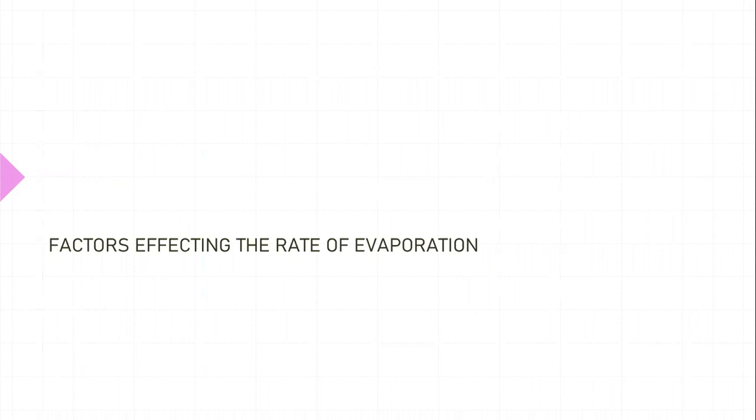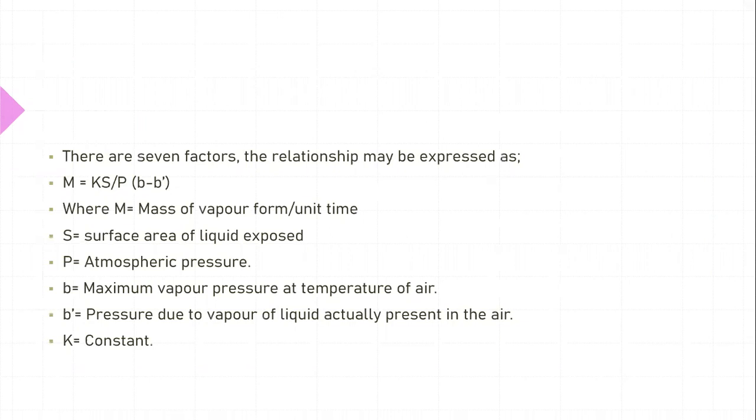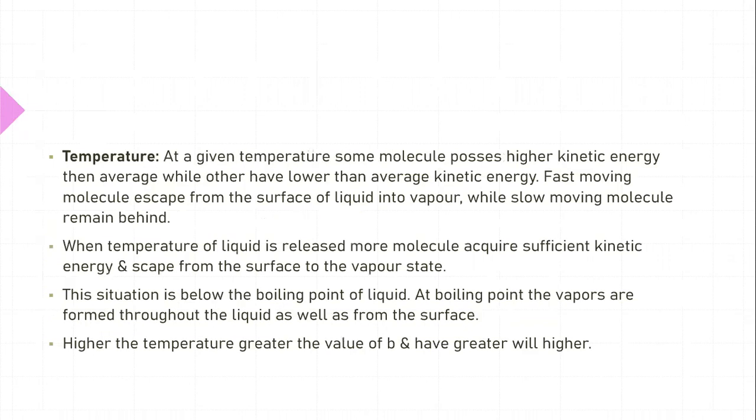So now we'll do the factors affecting the rate of evaporation in some detail. In detail, there are 7 factors. The relationship may be expressed as M = (KS/P) × (B − B'), where M is the mass of vapor formed per unit time, S is the surface area of liquid exposed, P is the atmospheric pressure, B is the maximum vapor pressure at the temperature of the air, while B' is the pressure due to vapor of the liquid actually present in the air. K is a constant. Now I'll see the factors one by one, starting with how temperature affects evaporation.